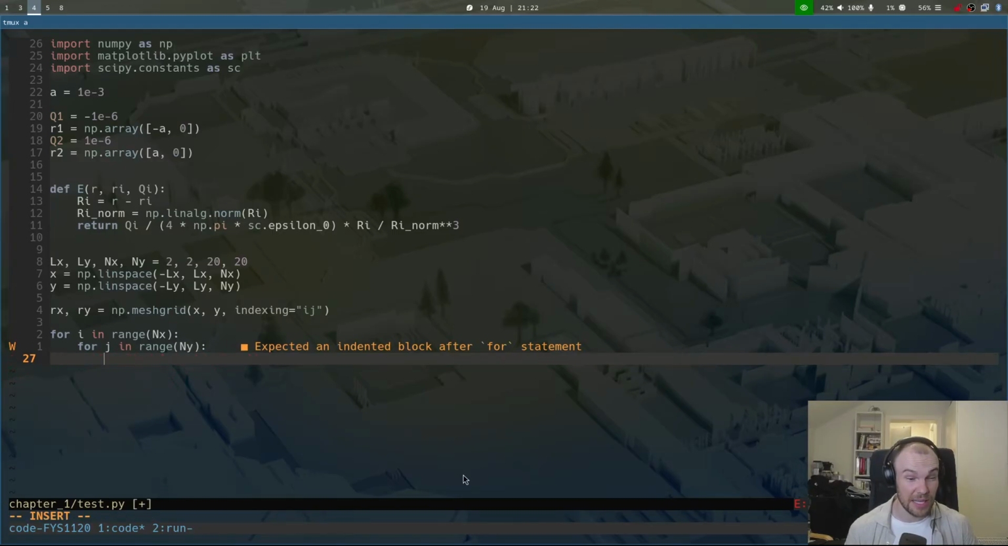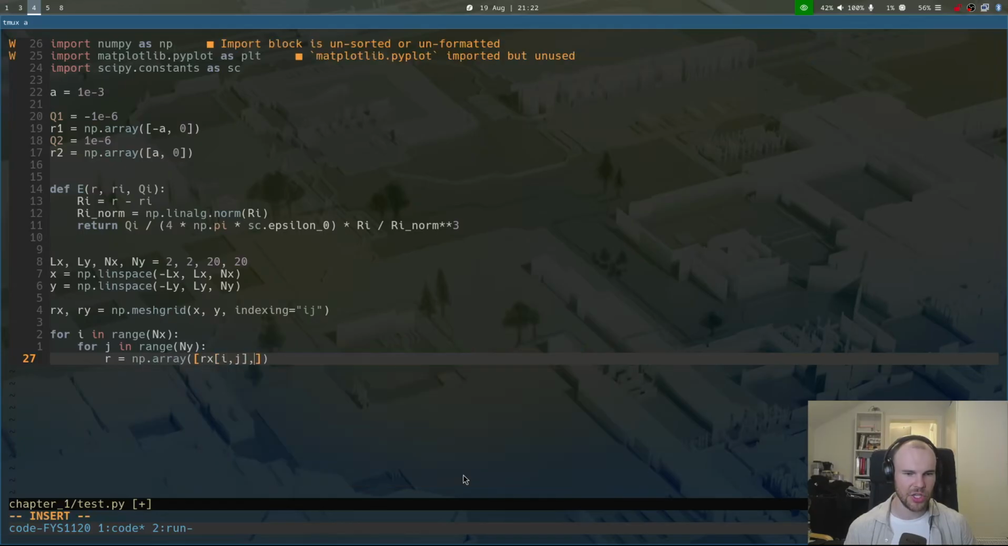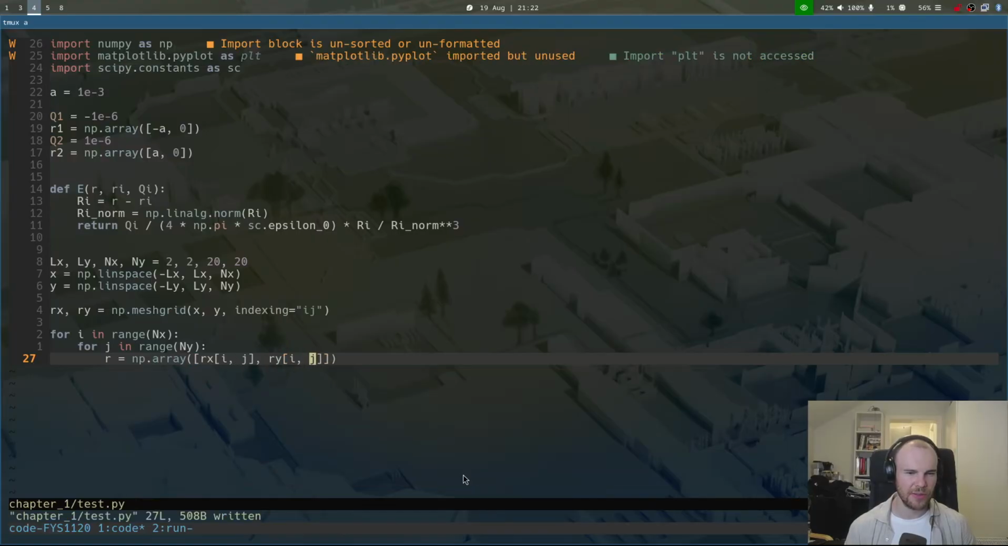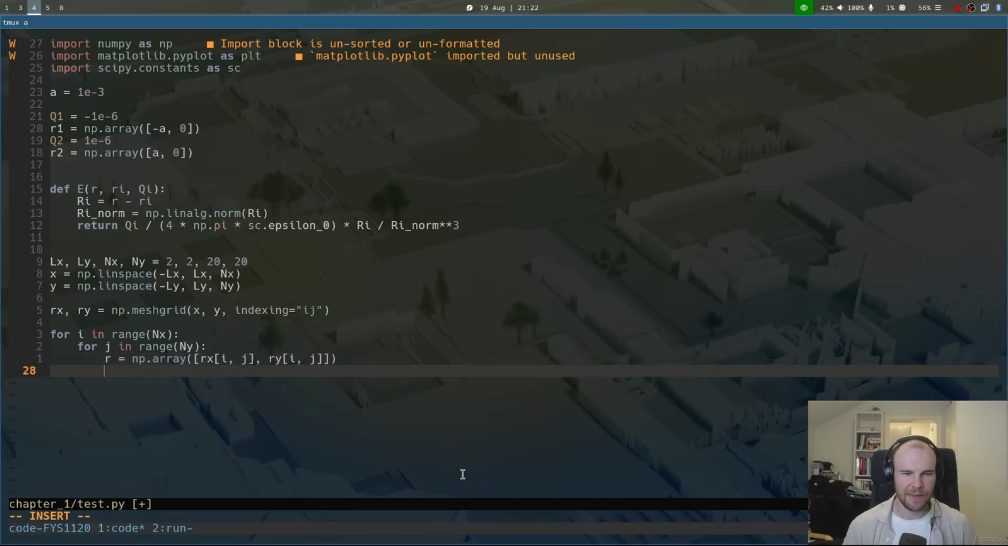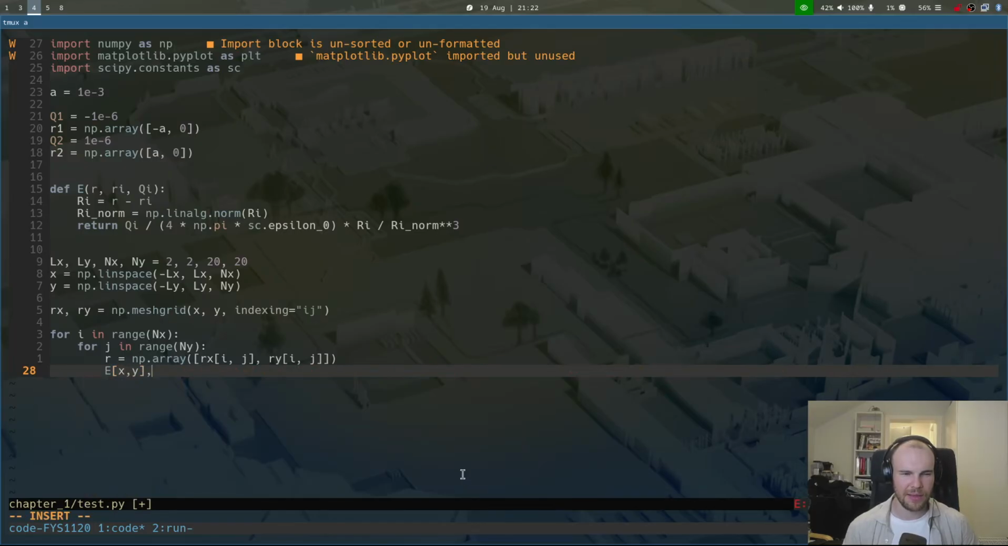Let's see. Now we need the r vector. The r vector is, of course, just np.array of Rx at the position ij, and then Ry at the position ij, right? That's our vector. If we go through the whole grid, that's just a position on that grid. And then we want the electric field for x, comma y. And this is just the same as saying E.